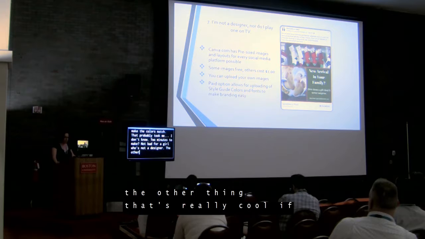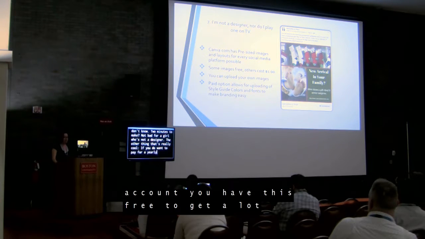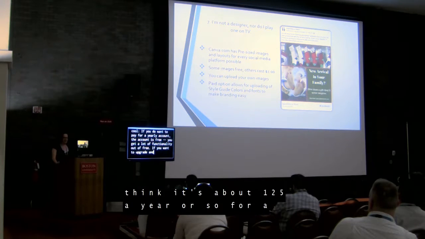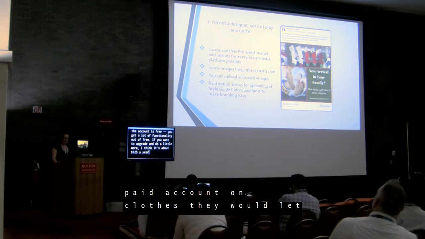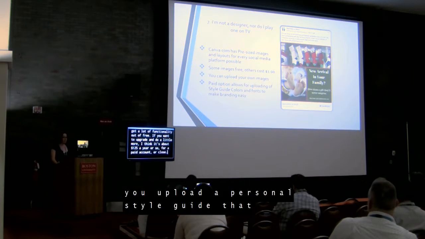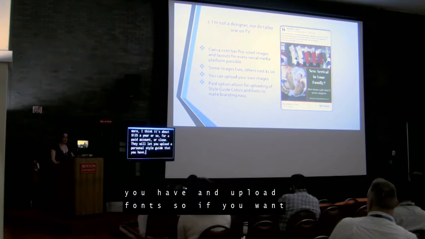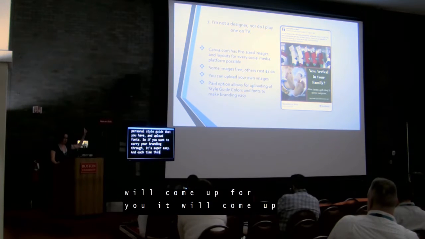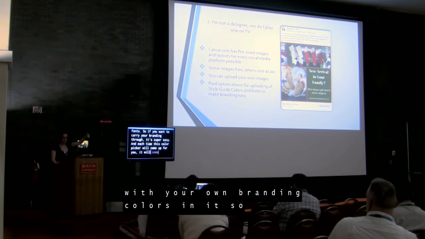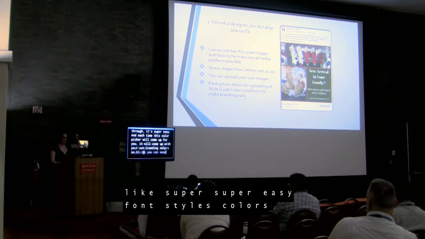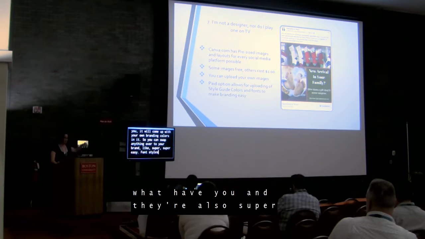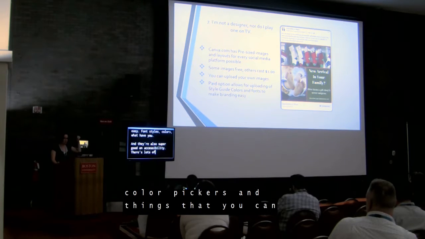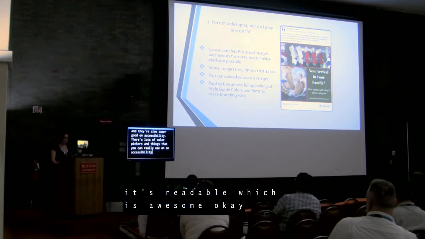The other thing that's really cool is that the account is free. You get a lot of functionality out of free. If you want to upgrade and do a little more, I think it's about $125 a year or so for a paid account, I'm close. They will let you upload a personal style guide that you have and upload fonts. So if you want to carry your branding through, it's super easy. And each time this color picker will come up for you, it will come up with your own branding colors in it, so you can swap anything over to your brand, like super, super easy: font styles, colors, what have you. And they're also super good on accessibility. There's lots of color pickers and things that you can really use on an accessibility level to make sure that it's readable, which is awesome.